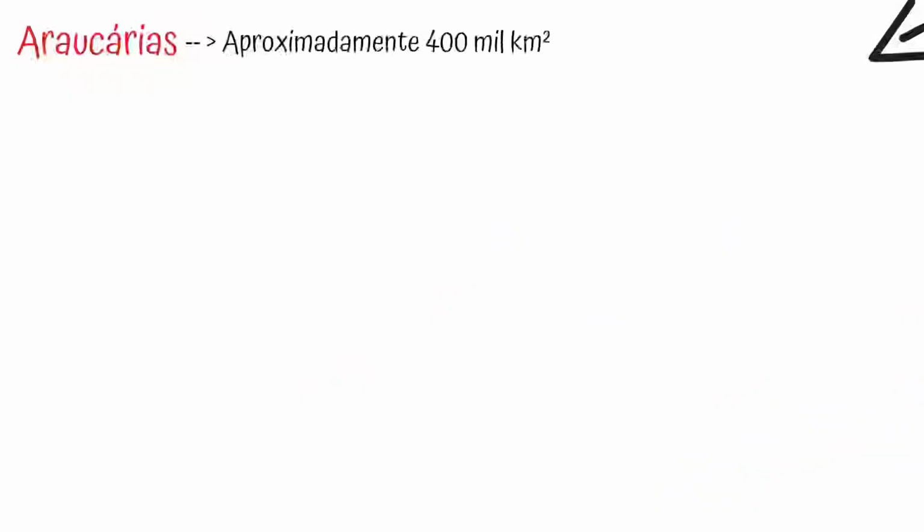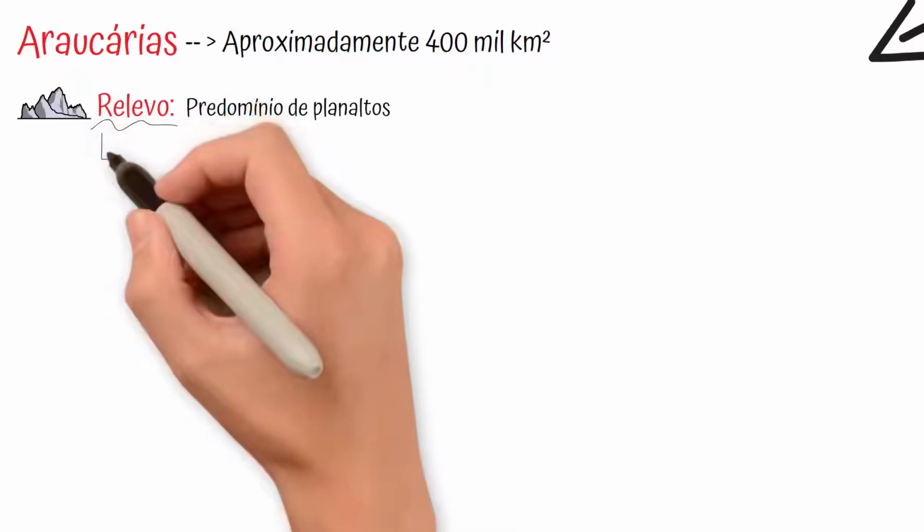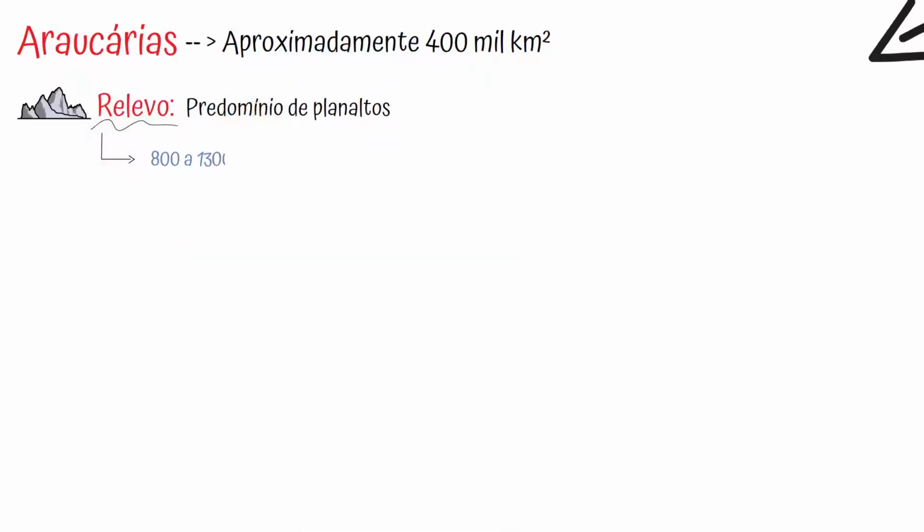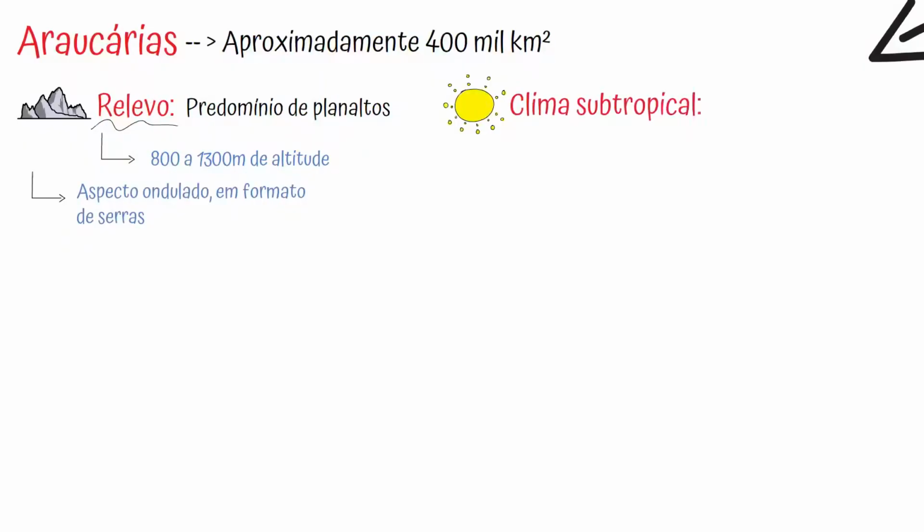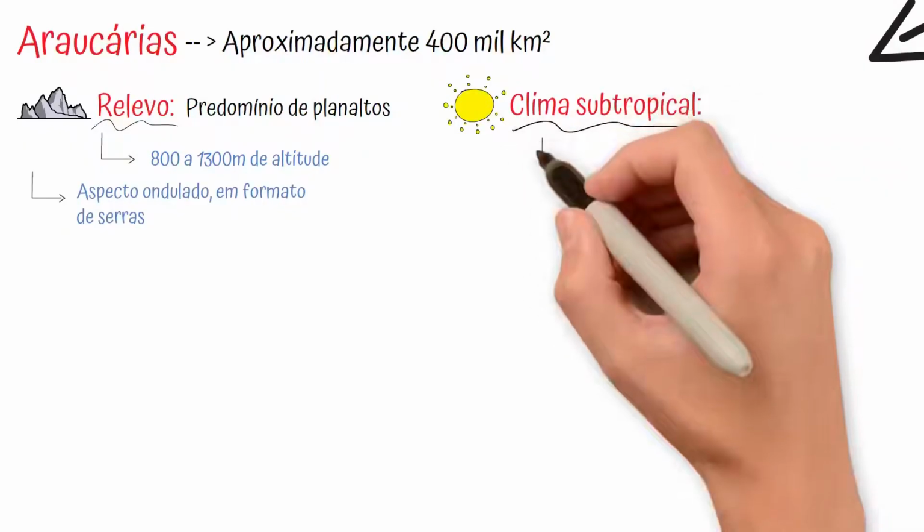Well, the Araucaria Domain covers an area of approximately 400,000 square kilometers, and it is predominantly present there in the southern region of the country. Its terrain is marked by the presence of plateaus, with altitudes ranging from 800 to 1,300 meters. It has a rolling landscape with mountain ranges. The climate of the region is subtropical with well-defined seasons, that is, cold winters and hot summers.